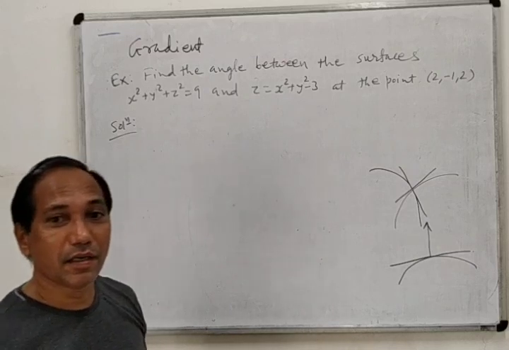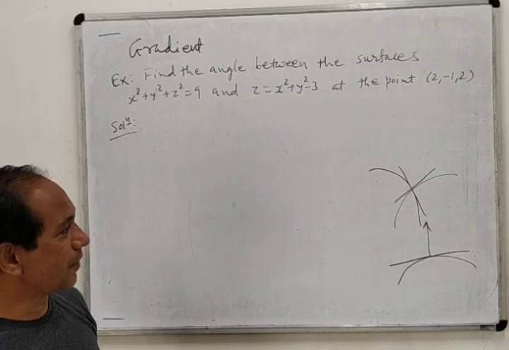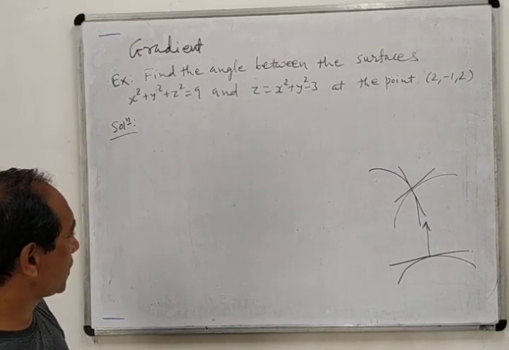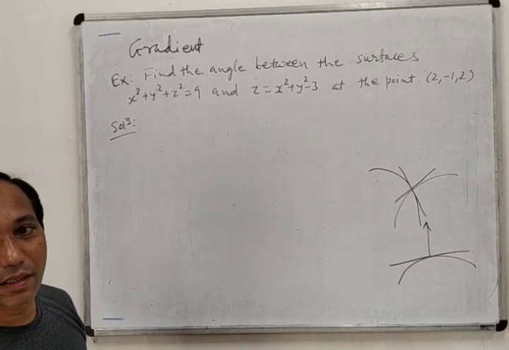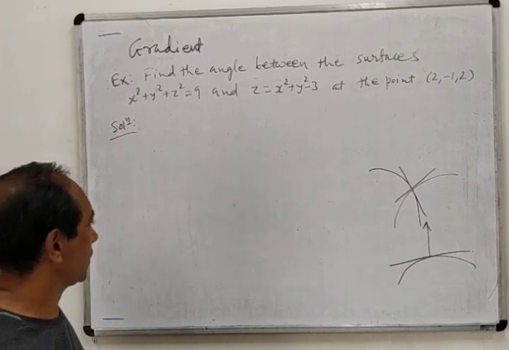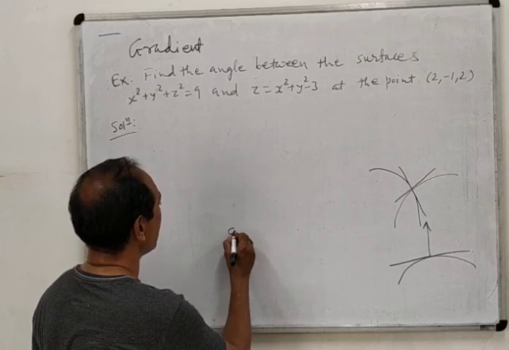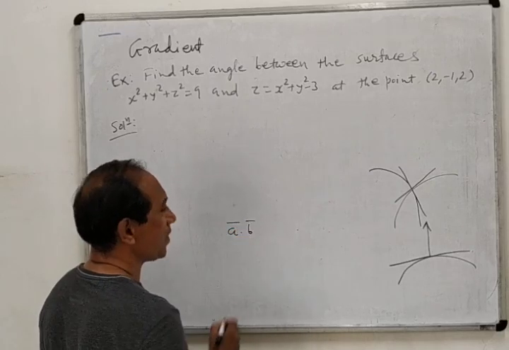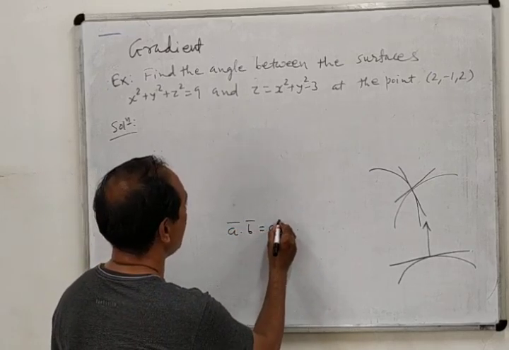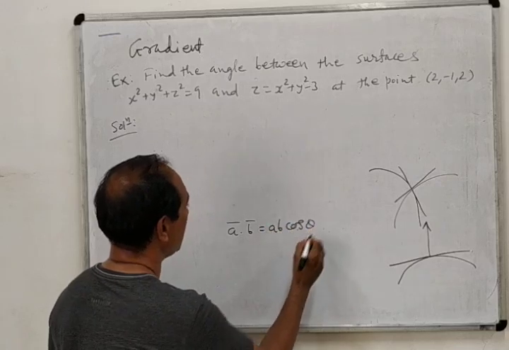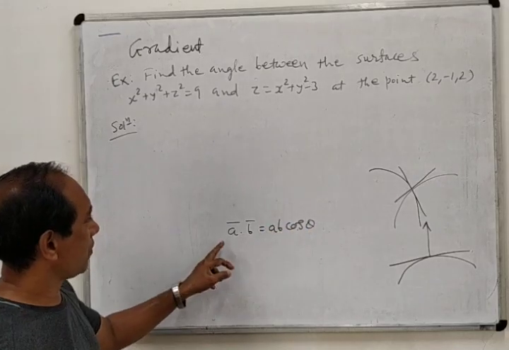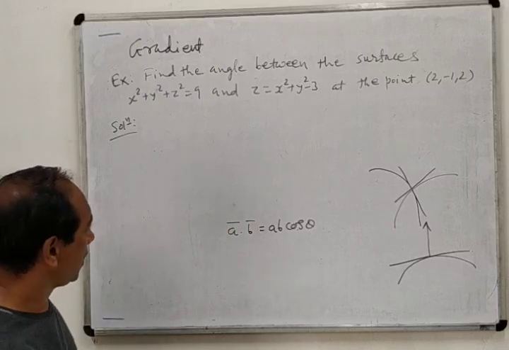Okay. And these gradients are nothing but normal vectors. But again I would say here that we will find out unit normal vectors. Why? Because the angle, how can we find out? If we are given the two vectors a bar and b bar, then a bar dot b bar equals ab cos theta. Okay. A and b are the magnitudes of a bar and b bar respectively.